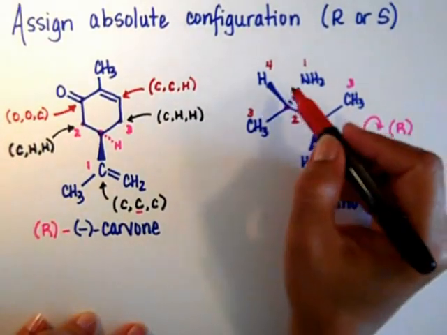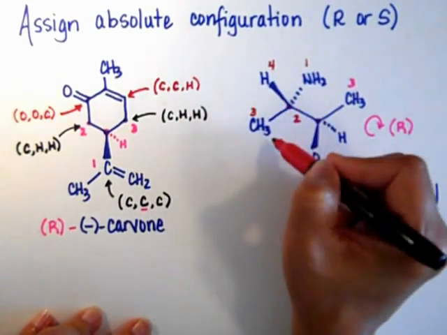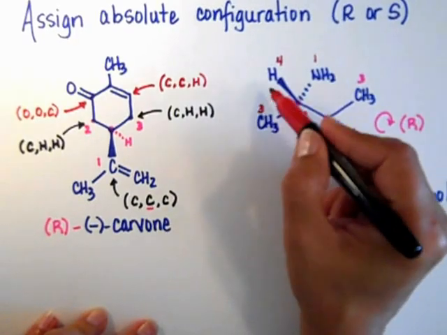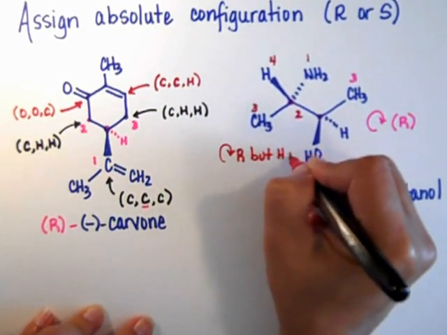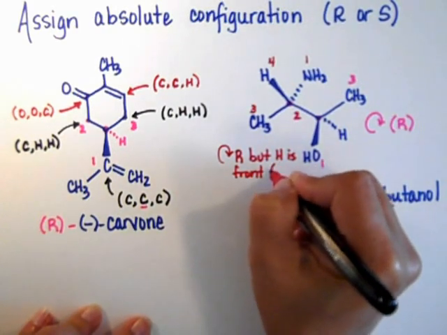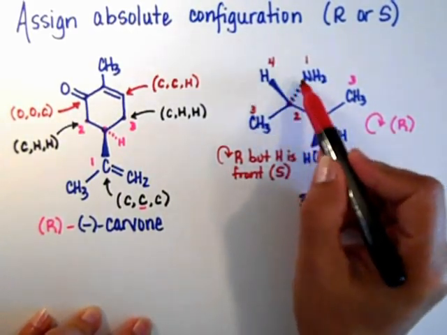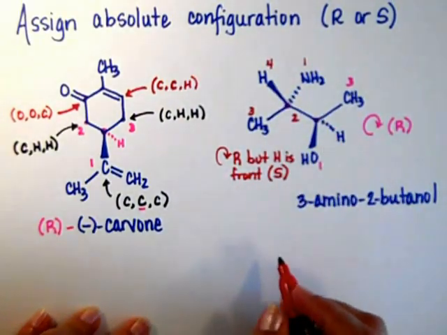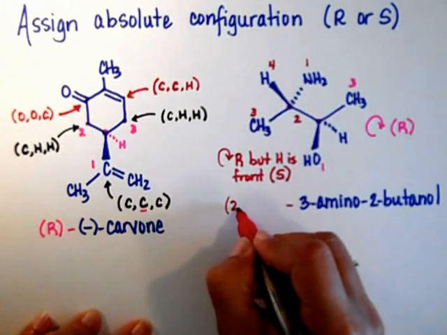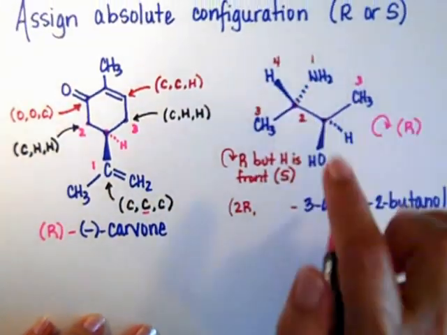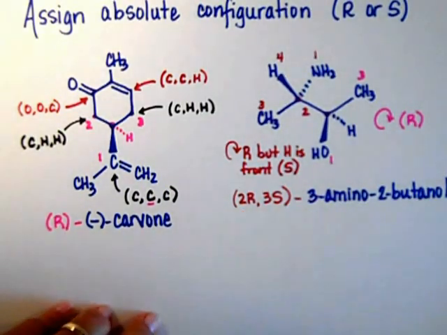Now when the hydrogen is pointing to the front, I'm going to go 1, 2, 3, 1, 2, 3, and notice that my pen is going clockwise. It would be R, but the hydrogen is in the front, so it needs to be the opposite of R. So I like to actually write it out: it's R, but hydrogen is in front, so it's S. It only applies when the hydrogen is on the wedge. So for this molecule right here, carbon number 2, which is the carbon that has the OH, is R. Carbon number 3, which is the carbon that has the nitrogen, the amino group, is S. And I have actually assigned and completed the name for that molecule.